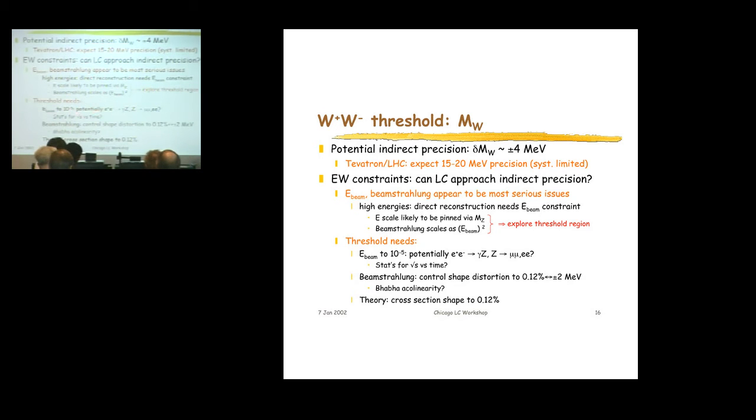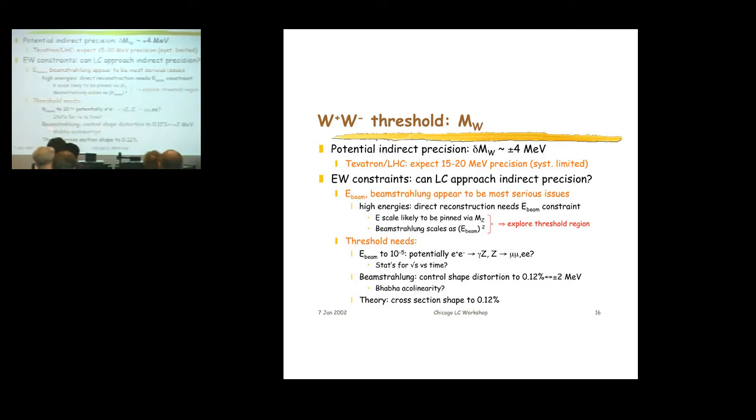You can potentially monitor this by using radiative returns to the Z and looking at Z to mu mu and ee. Certainly, for the integrated statistics, this would work. The question is, are there sufficient statistics for studying the square root of s as a function of time using this technique? And that's something that we need to address a little more clearly.